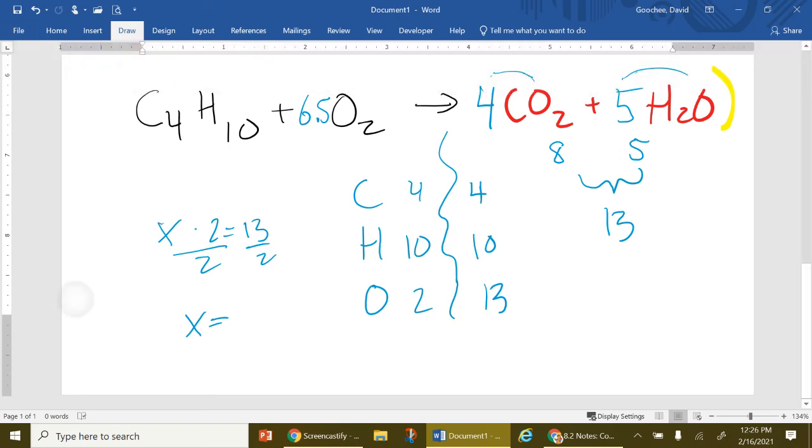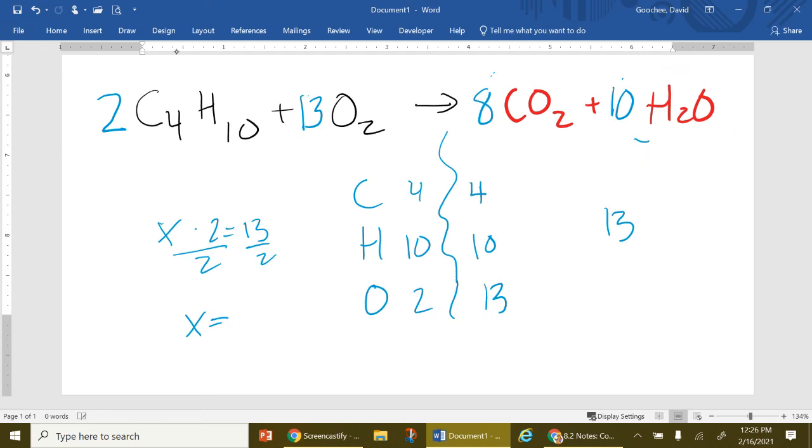Okay, so first of all, this was right here a 1. Now it gets doubled and it becomes a 2. This was 6.5. It gets doubled and it becomes a 13. This was a 4. It gets doubled and it becomes an 8. And this 5 gets doubled and it becomes a 10. All right? And so now we have balanced it. Now everything is the same on both sides.